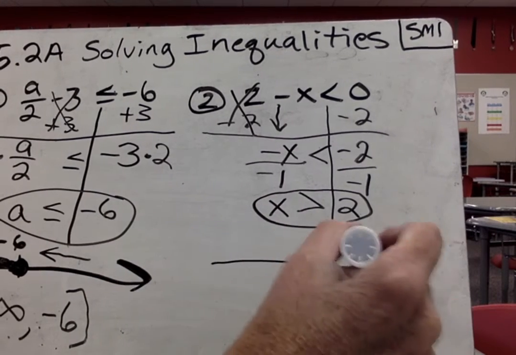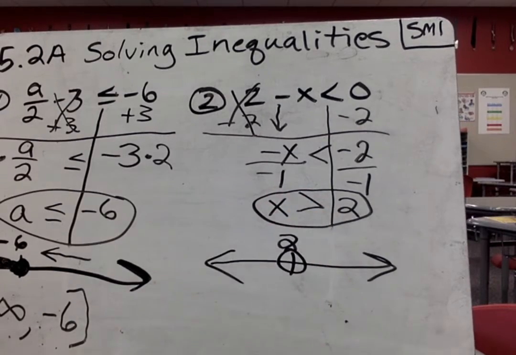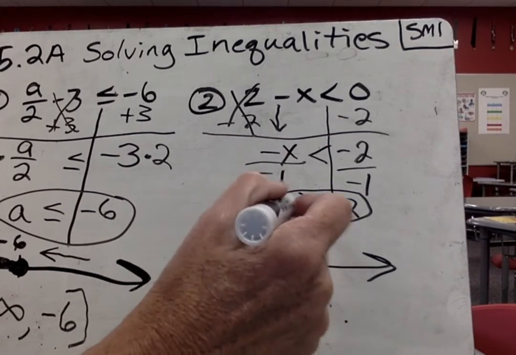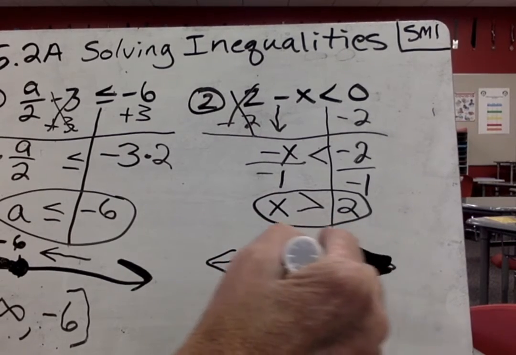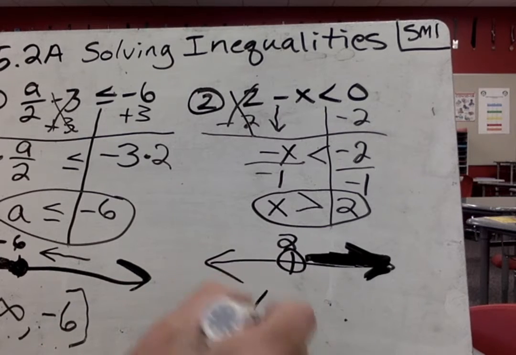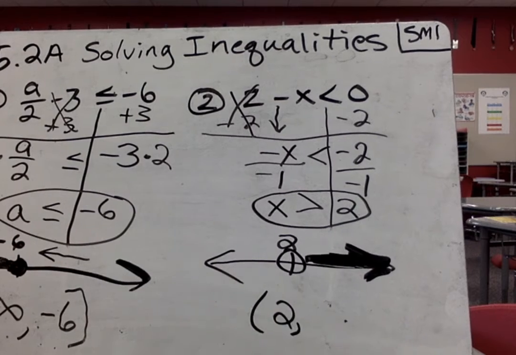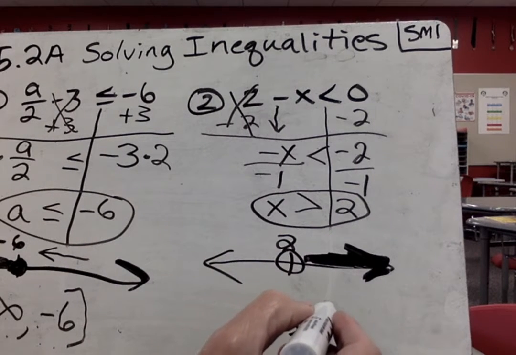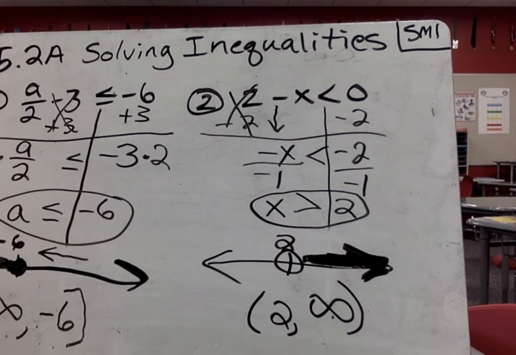Next, we draw our number line. X is greater than 2. I put 2 there. Open dot, less ink here. It doesn't say or equal to, and it's shaded to the right. Okay, interval notation, lowest number on the graph. 2 is not included, so it's a parenthesis. 2, and it goes up through infinity. And it's always a parenthesis when you have infinity.